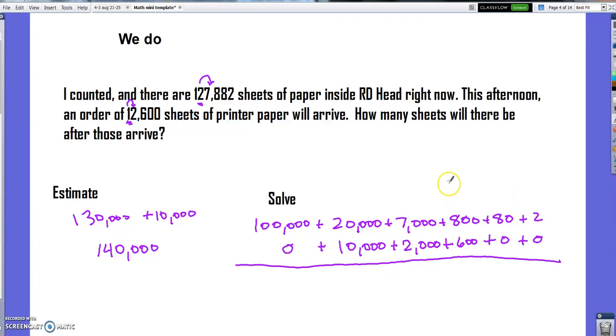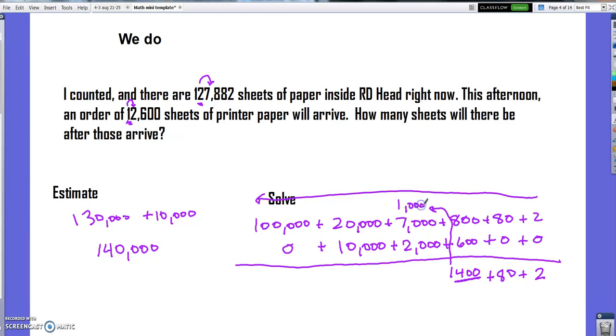All right, let's add them together. I start from my 1s place and work back to my 100,000s place. 2 1s plus no 1s is 2 1s. 8 10s and no 10s is still 8 10s. Here I'm going to have to do some regrouping. 800s and 600s is 1,400s, but I can only have hundreds in the hundreds place. So I'm just going to keep my hundreds. This is in the thousands place, so I'm going to carry that over, and that's just going to give me another 1,000. I'm just going to put it in its right position.